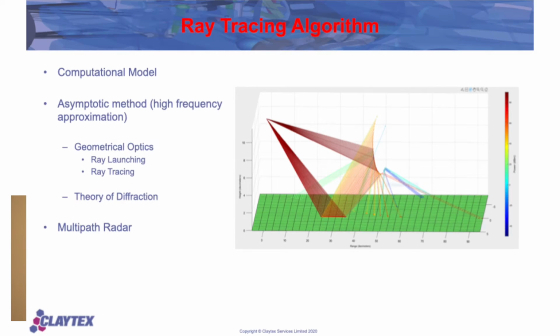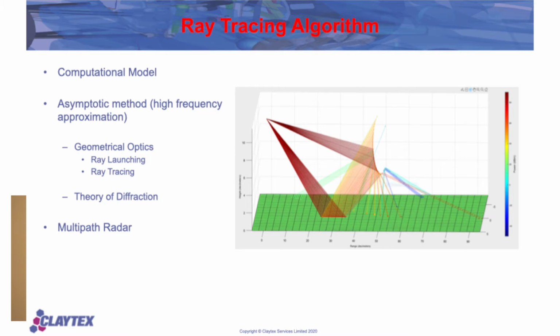But today we're going to focus on the radar algorithm that we're using. So it's a ray tracing algorithm. Again, the aim is to output the raw data of the radar. A ray tracing algorithm is a computational model, like the finite element method or method of moments, but ours uses a high frequency approximation, which means it's faster and it uses less memory than those methods.